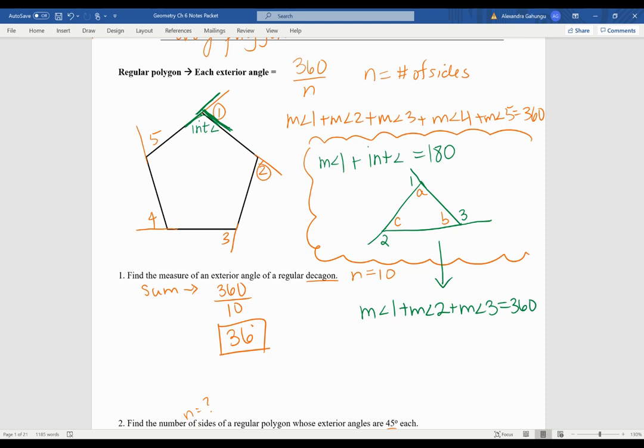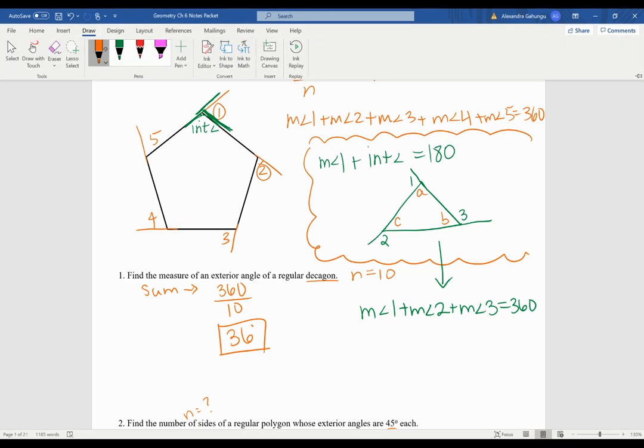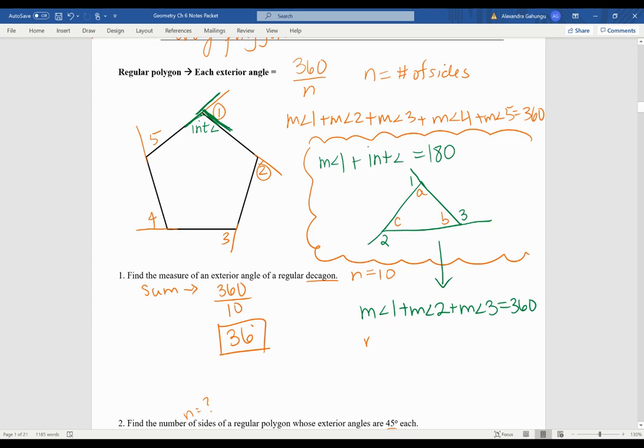But for the interior angles, so A plus B plus C, since we're inside of a triangle, the sum of our angles is 180. So it depends whether you're inside or outside of your polygon to figure out the sum here. And that is part 2.